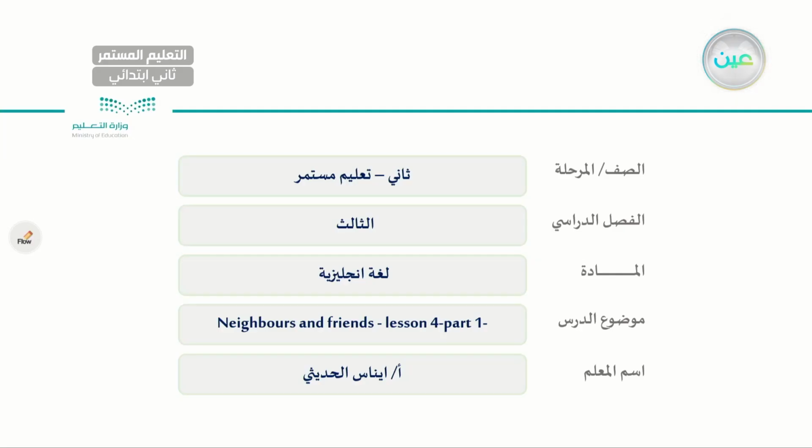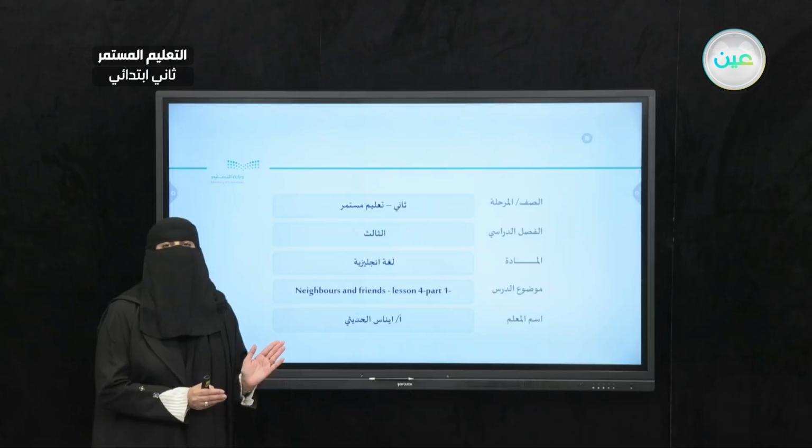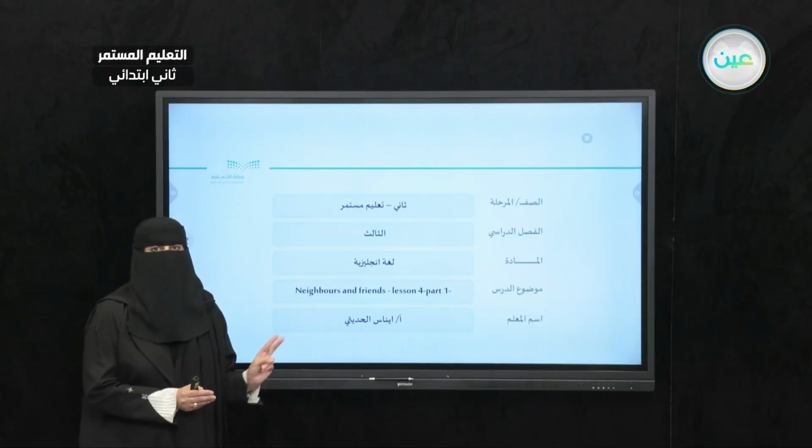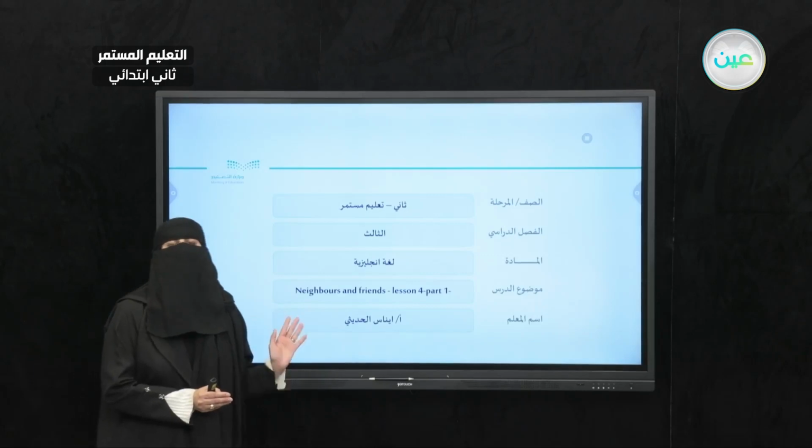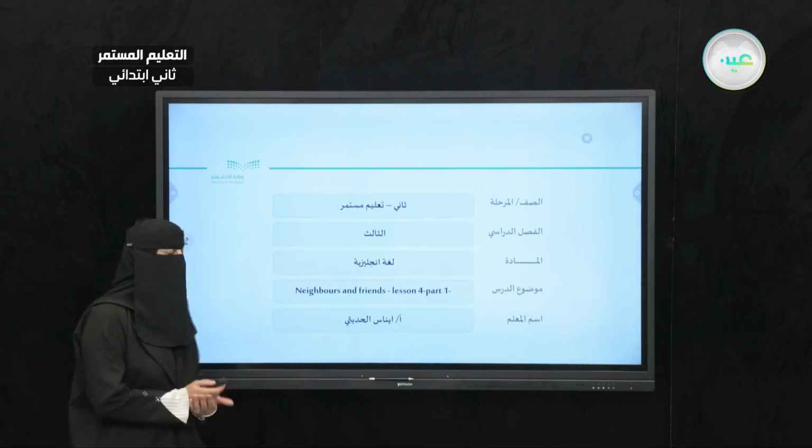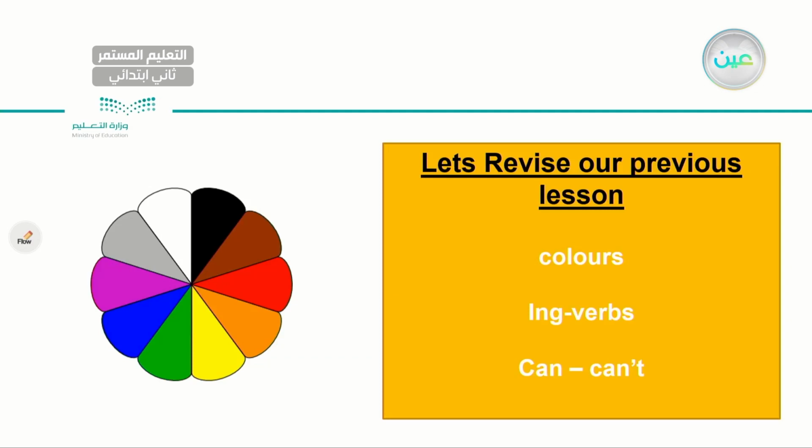So as you can see, today, inshallah, we will carry on with our unit, Neighbors and Friends. We will have lesson number 4, and because it's a very important lesson, we will have it in 2 parts. Today, we will have part number 1. So let's start. Bismillah. Let's start by revising what we have learned in the previous lesson, my dear student.